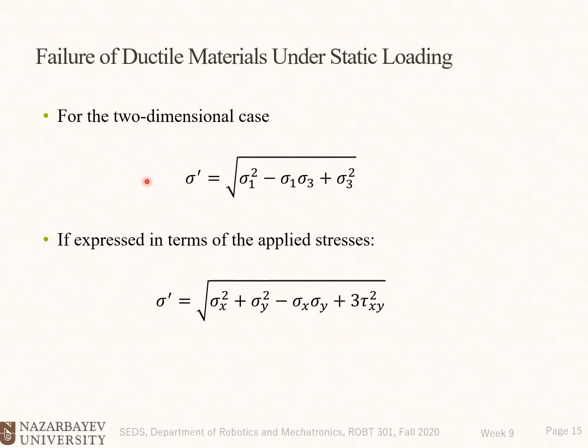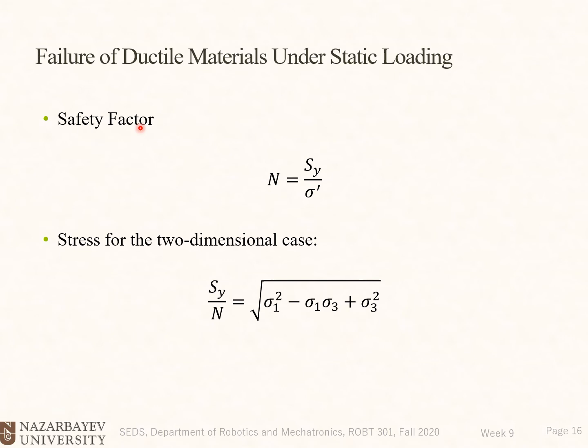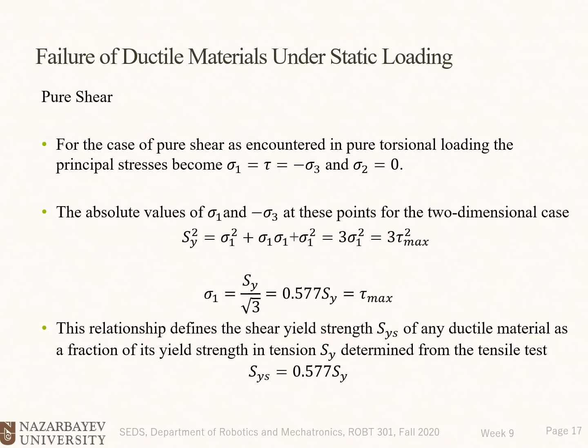So when sigma prime reaches the yield strength, the part yields or fails, and when sigma prime is less than Sy, we are okay. Safety factor, or N, is equal to Sy divided by sigma prime. So again, when sigma prime is equal to Sy, safety factor is equal to 1. When sigma prime is less than Sy, N is more than 1, and we are safe. And we said that safety factor should always be more than 1. Again, here we are using a formula for sigma prime for the two-dimensional cases. They are exactly the same formulas.